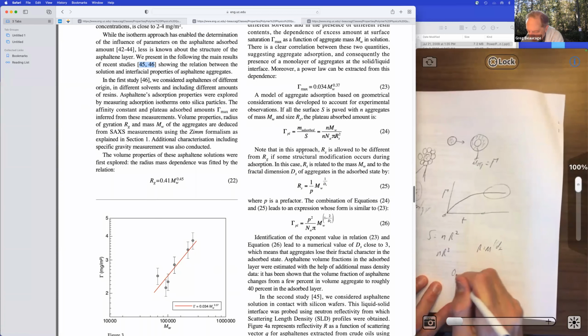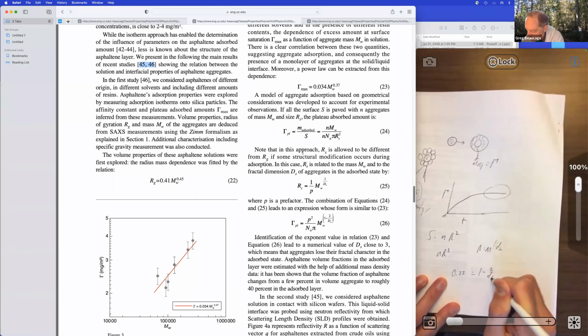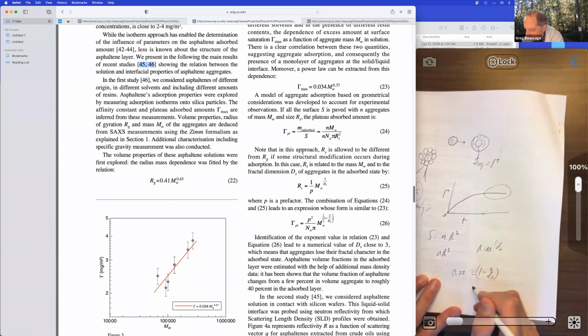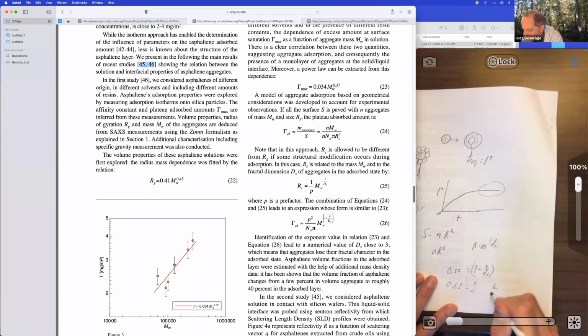So he's got 0.37 is 1 minus 2 by d, should be df. Right, so this gives you 0.63 equals 2 by df. So df is 2 by 0.63.